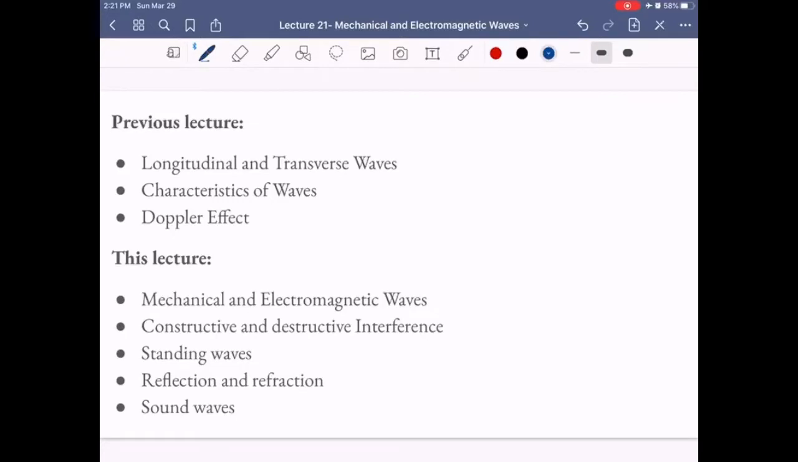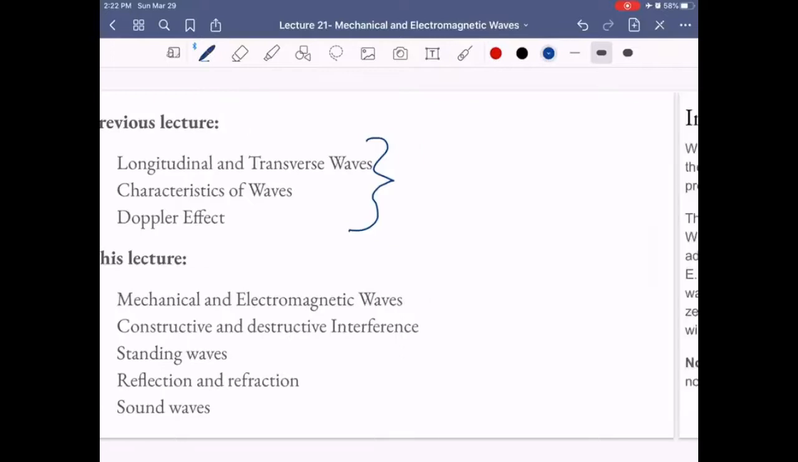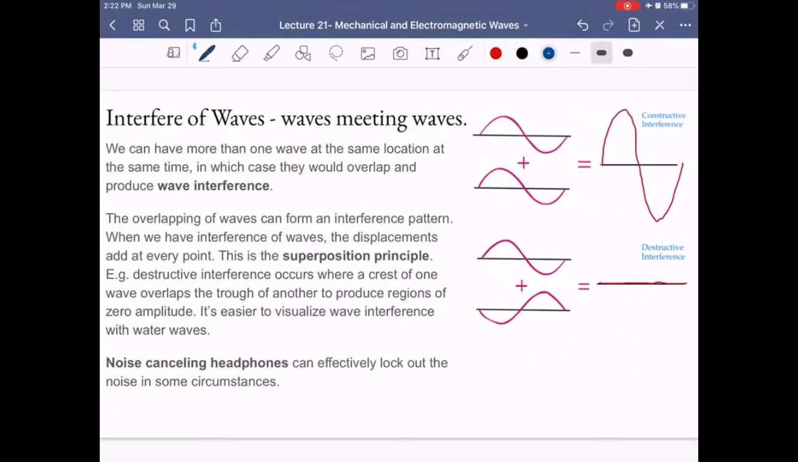So last time we talked about those topics, and today it's a bit of a continuation of the same topics and a few more new topics. So first, let's talk about interference of waves. What happens when waves meet waves?